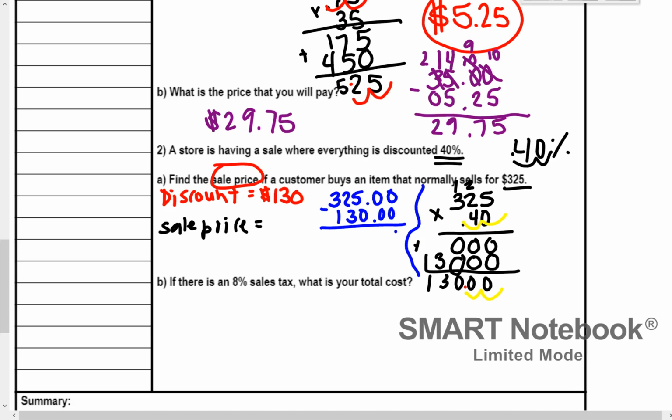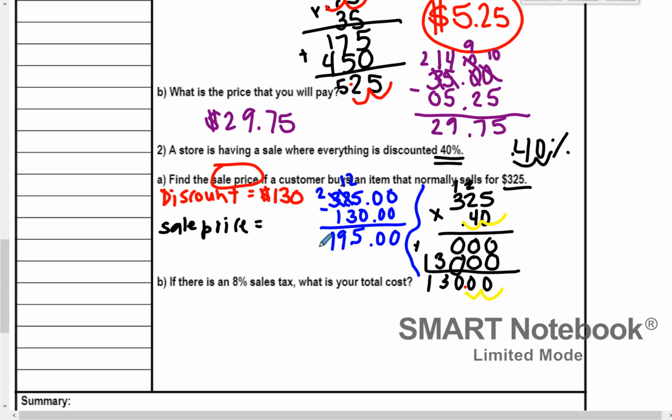0 minus 0, 0. 0 minus 0, 0. When we line up our decimals, we just bring it down. 5 minus 0 is 5. We cannot take away 3 from 2, so we have to borrow in order to make it a 12. 12 minus 3 is 9. 2 minus 1 is 1.